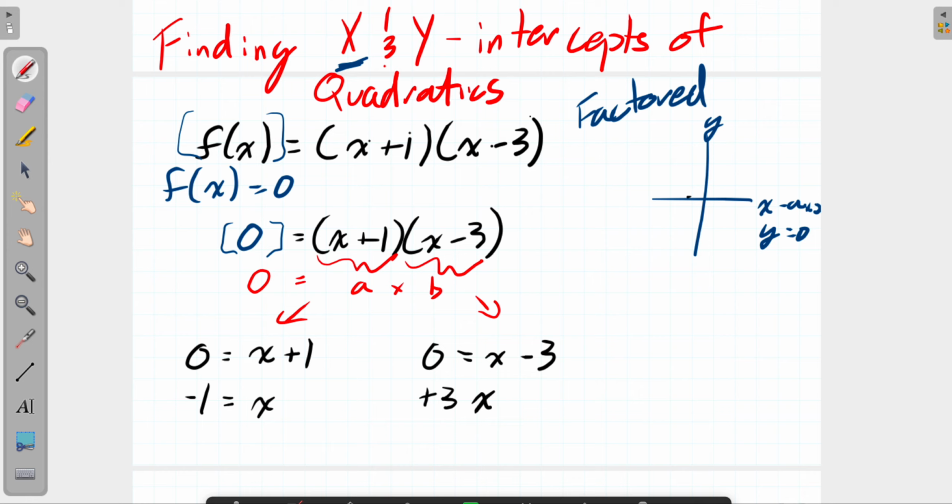In other words, what that means is negative 1, positive 3. That means we have some quadratic, and the a value is positive. That looks like this. So we have the two x-intercepts. Those are considered the x-intercepts.